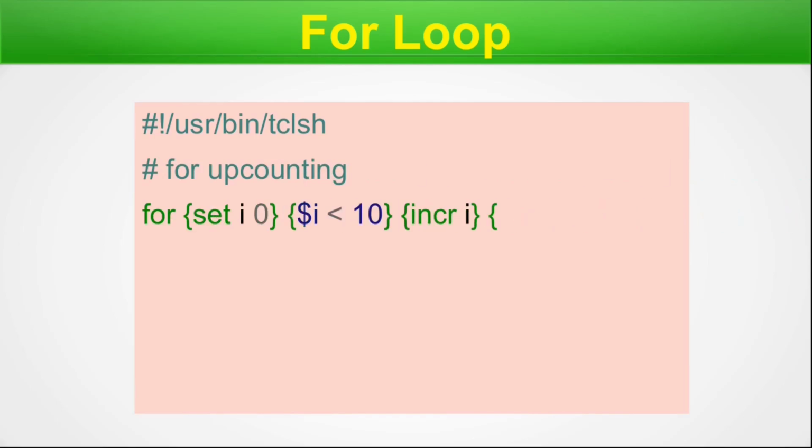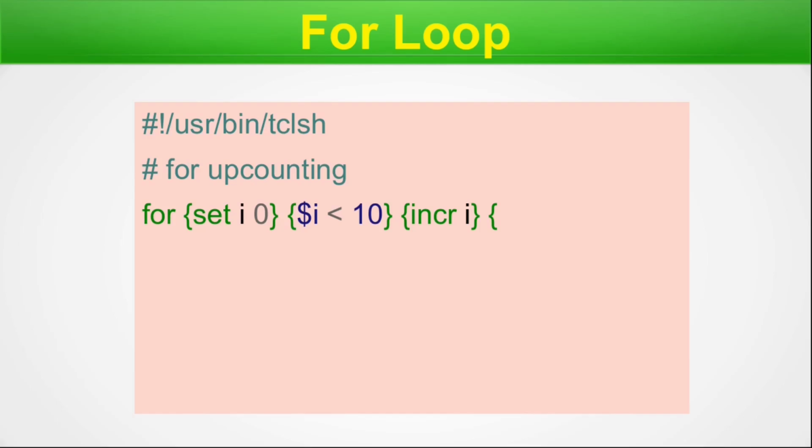For loop. Before beginning, I will be showing a couple of examples of the C-style for loop. Let's begin with the first example. The first line is up counting: for set i 0, which is the initialization counter, then the condition checking counter, $i less than 10, and the third one is incr i.